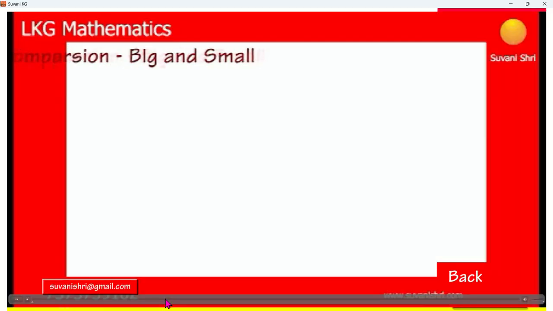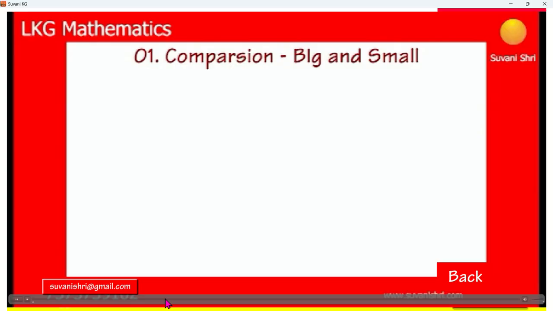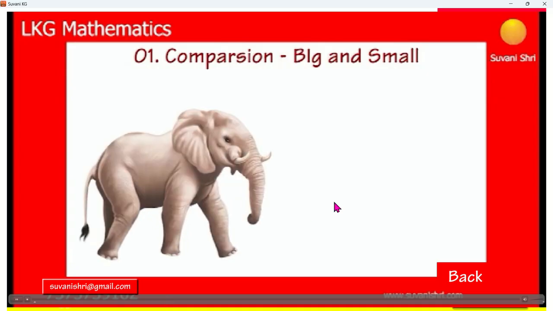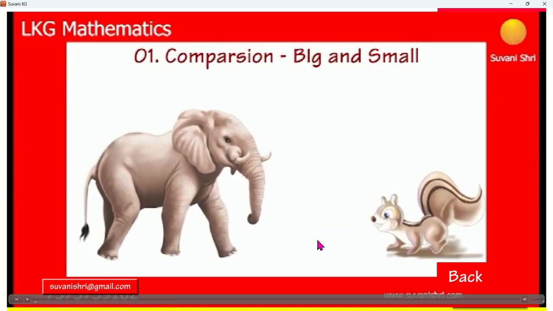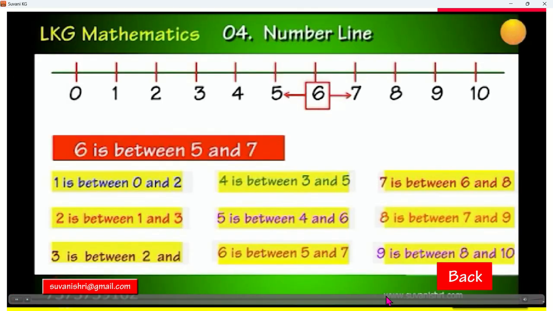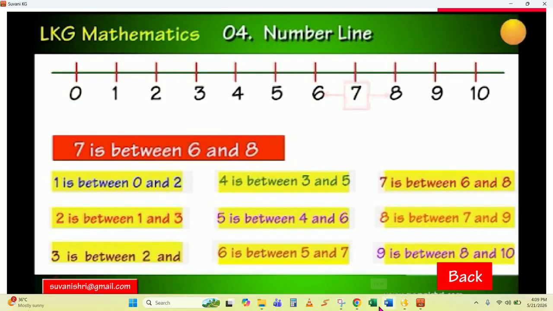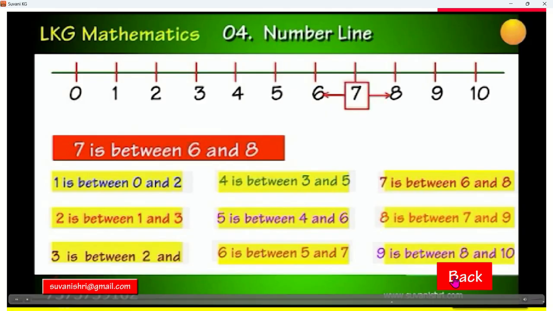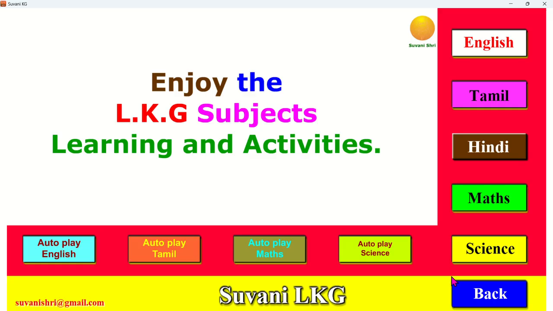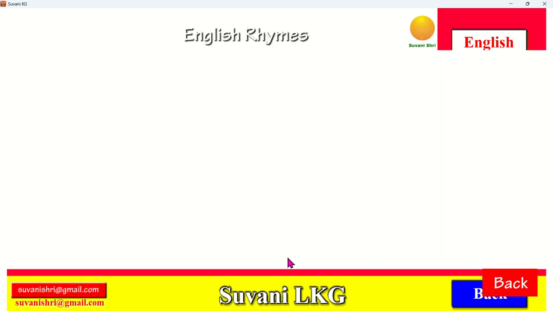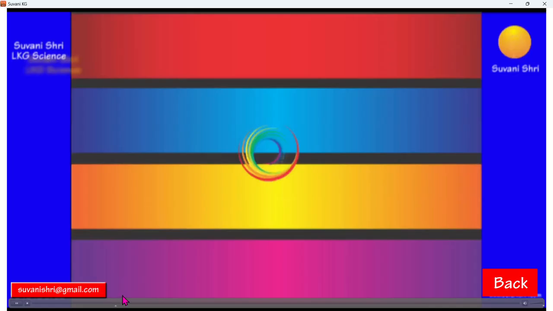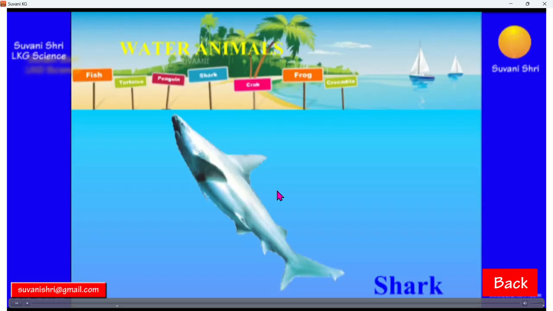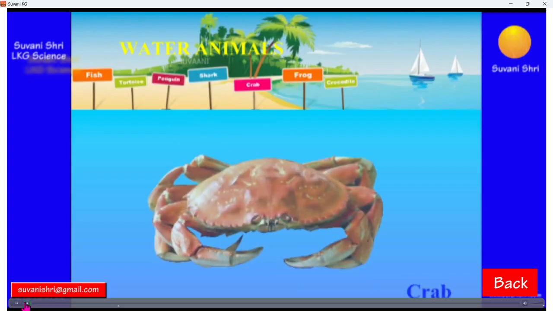Dear cuties, compare the following objects. Which one is big and which one is small? I'm big. I'm small. 6 is between 5 and 7. 7 is between 6 and 8. 8 is between crab.